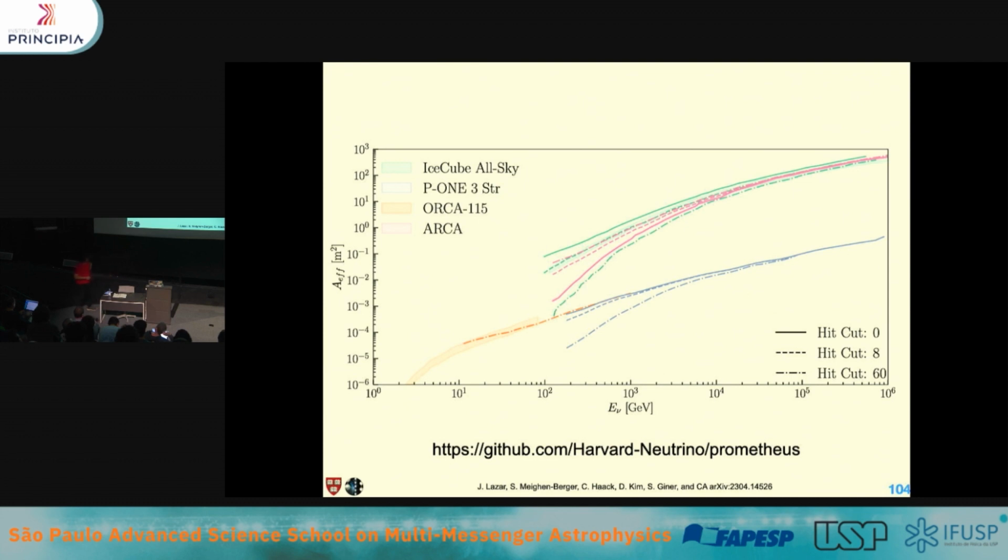And then in Prometheus, we have simulated these detectors, and we have also computed effective areas using our simulations. You can see, for example, this is our calculation for ORCA, and this is the official one. So it works very well, is what I want to say here.